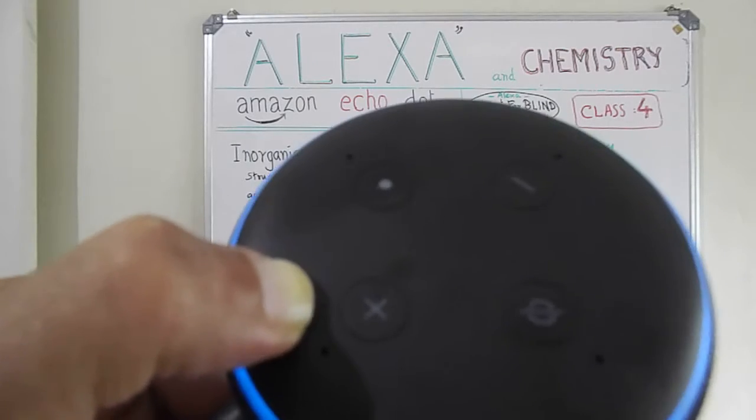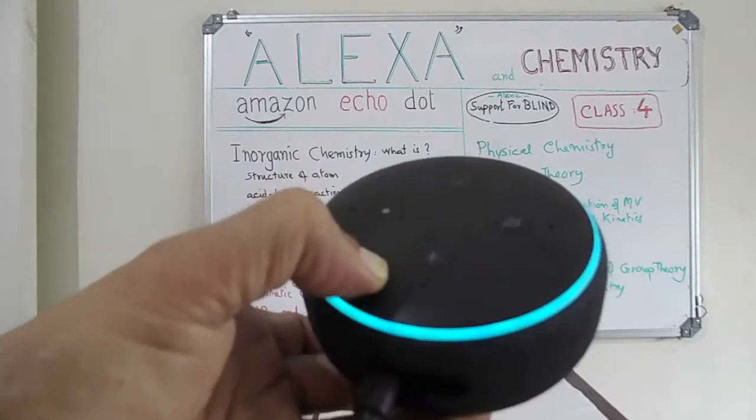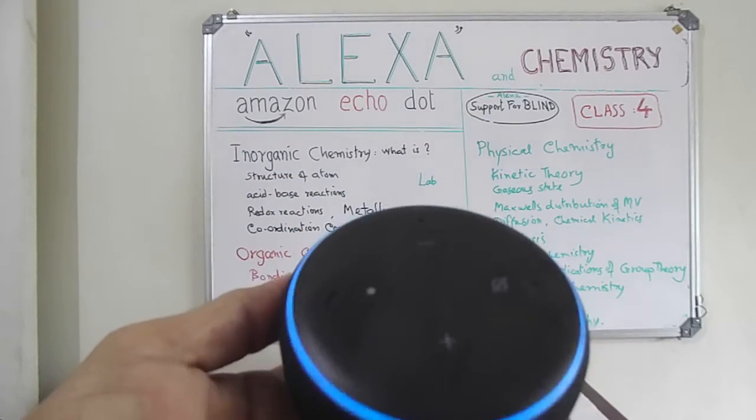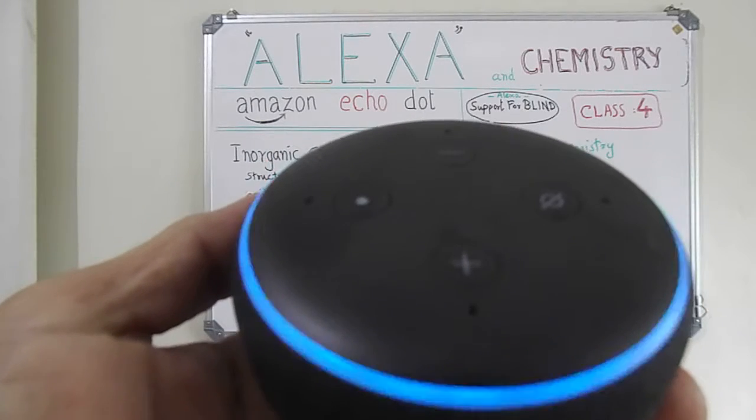Alexa, what is inorganic chemistry? The noun inorganic chemistry is usually defined as the branch of chemistry dealing with inorganic compounds.